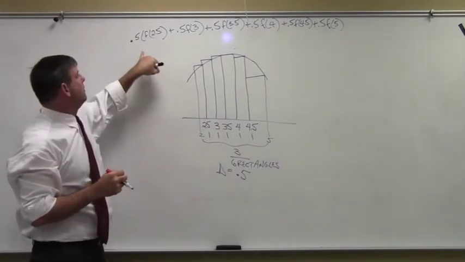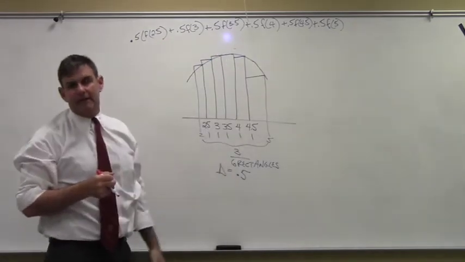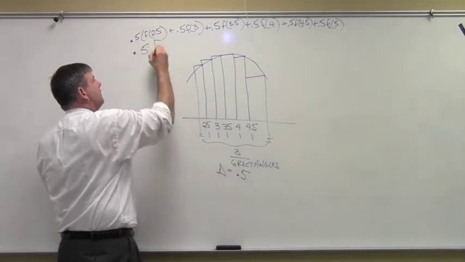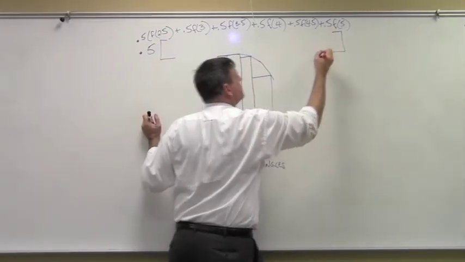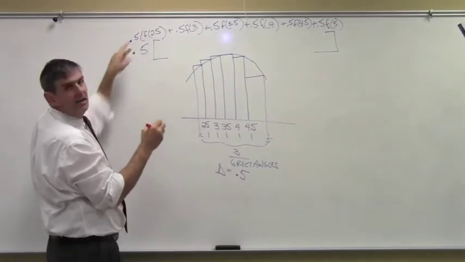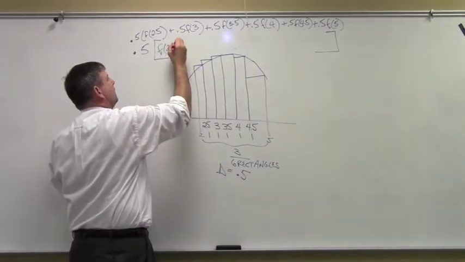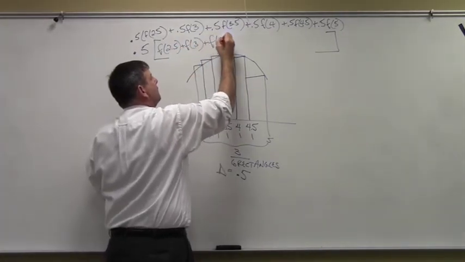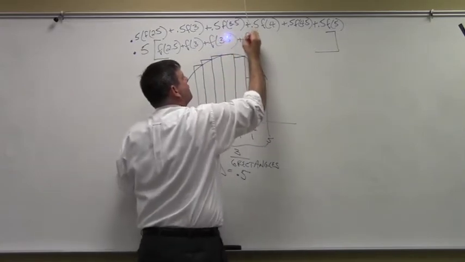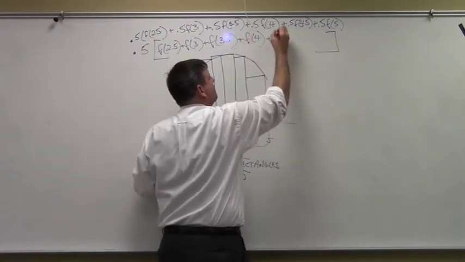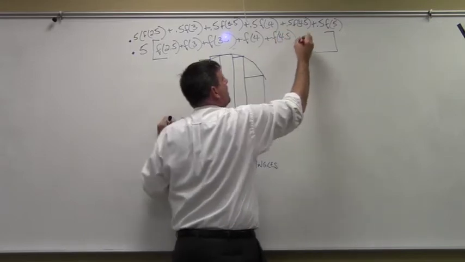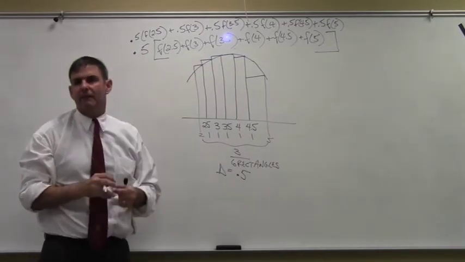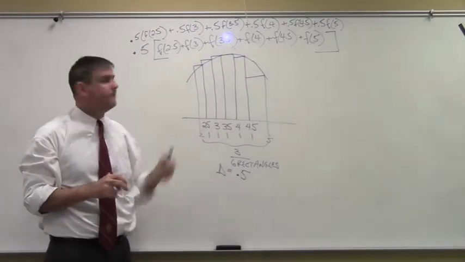Okay, now notice that each one of these has a 0.5 in it, which means that I can pull 0.5 out in front of a set of parentheses. And inside the parentheses then, I can just write f of 2.5, f of 3, f of 3.5, f of 4, f of 4.5, and f of 5. So I don't need to have the 0.5 in every calculation because I've pulled it out in front.